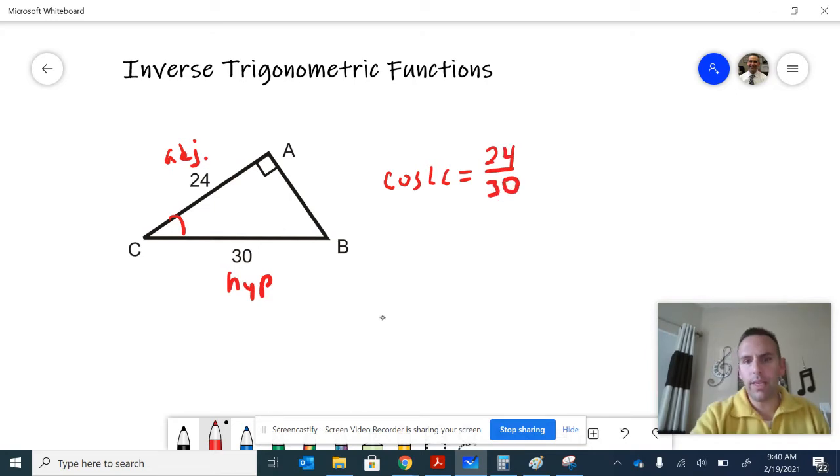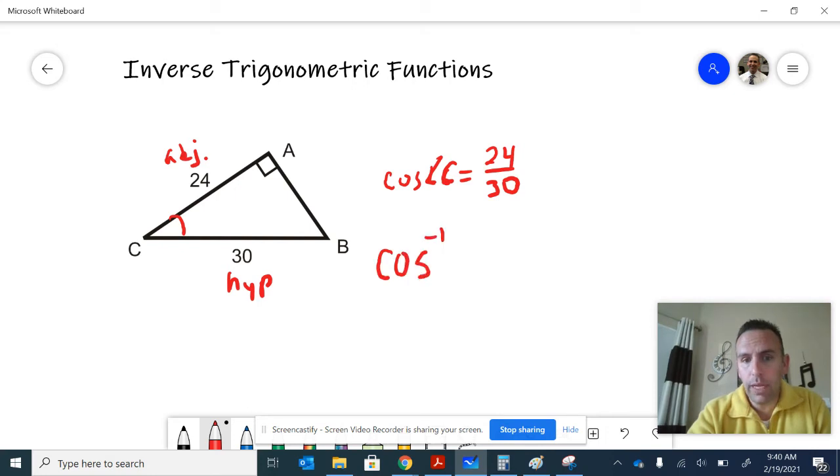Now, you don't have to write that down. That's kind of messy. Cosine of angle C is 24 over 30. You don't have to write that down, but that's true. What I do want to know is to find the angle measure of C, so I'm going to use the inverse trigonometric ratio, or function, I should say. So the inverse function for cosine will take me from the ratio of 24 over 30 back to the angle measure of C, all right?